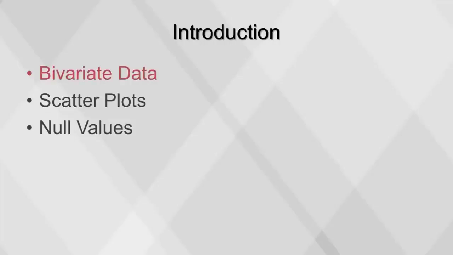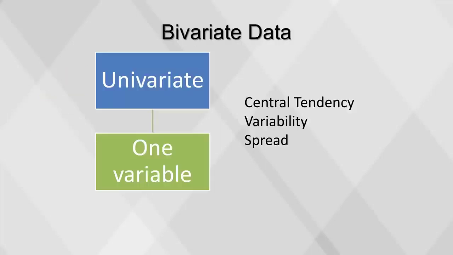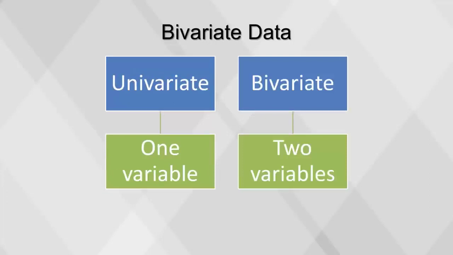This video will cover bivariate data, scatter plots, and null values. Measures of central tendency, variability, and spread summarize a single variable by providing important information about its distribution. Often more than one variable is collected on each individual.